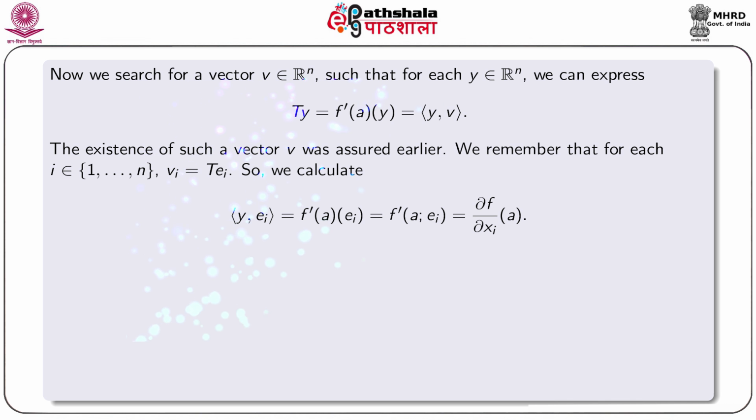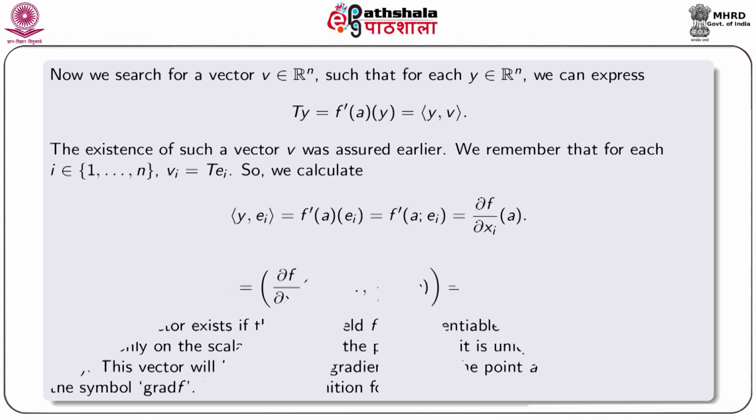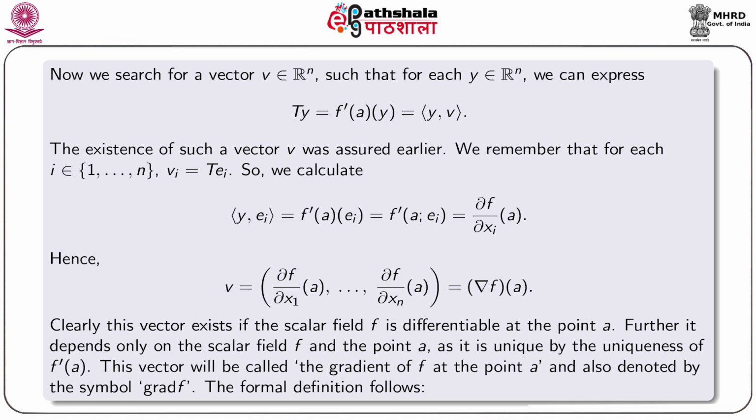So, we calculate the inner product ⟨y, e_i⟩. It is nothing but f'(a) operating on e_i, that is the vector derivative f'(a) e_i, and we know it is nothing but ∂f/∂x_i (a), and this is true for every i. Thus, the vector v is nothing but the n-tuple whose components are ∂f/∂x_1 (a) up to ∂f/∂x_n (a), which we discussed earlier and denoted by the symbol ∇f(a).